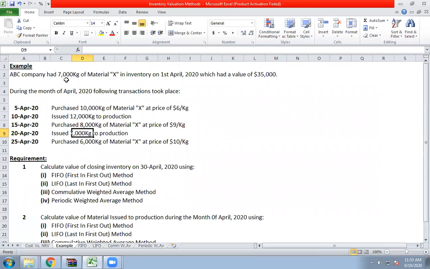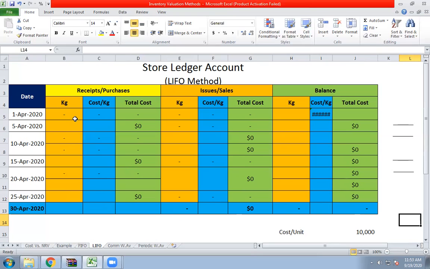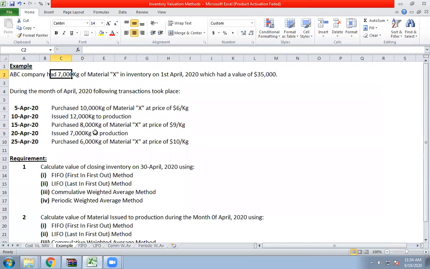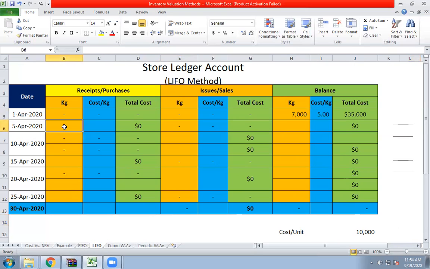First of all, I have 7,000 kg material in stock. I will update my stock: 7,000 kg valued at $35,000, making a cost per kg of $5. Then on 5th April, I purchased 10,000 kg for $6. So I will write into the purchase column 10,000 valued at 6. I will also update my balance with this material. So now I have two materials in stock: 10,000, the latest purchase valued at 6, and the old purchase, which was part of the opening stock, 7,000 valued at $5 per kg.